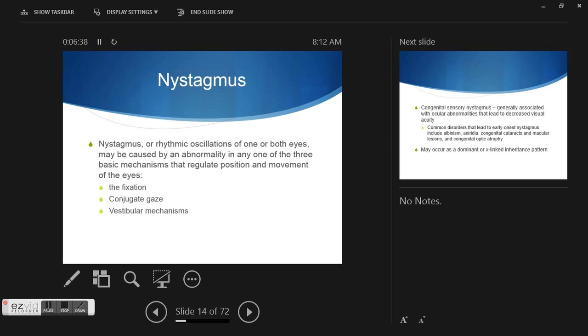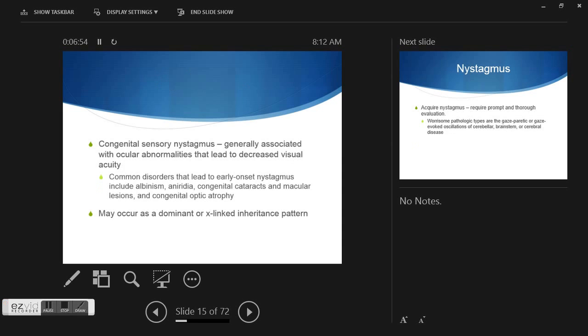So moving on to nystagmus, or rhythmic oscillations of one or both eyes. They may be caused by an abnormality in one of the three basic mechanisms that regulate position and movement of the eyes, and that's fixation, conjugate gaze, or vestibular mechanisms.